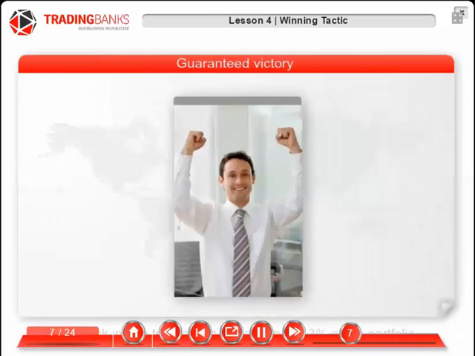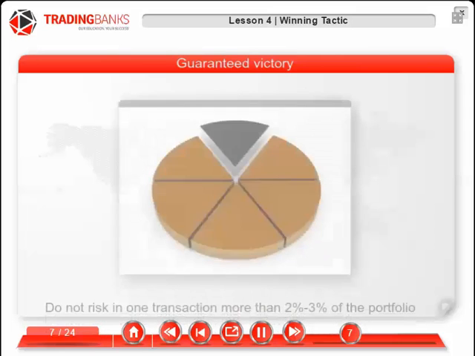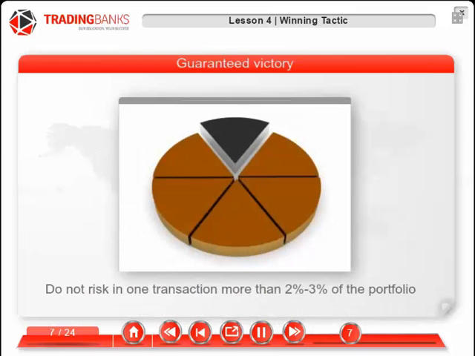Guaranteed victory. To arrive at a situation in which the maximum risk is the commission alone, one must abide by 2 rules. The first rule, the integrating rule. Proper leverage plus statistical information equals guaranteed victory. In order to achieve minimal risk, you need to divide your portfolio into many smaller portions. It can also be said in another way. It is forbidden to risk more than 2 to 3% of the portfolio in any one transaction.